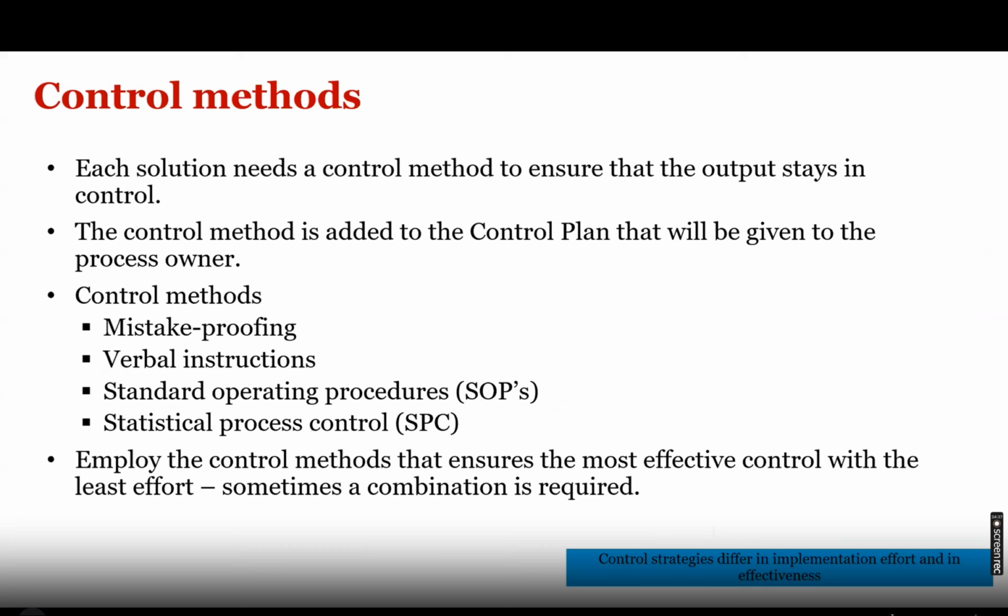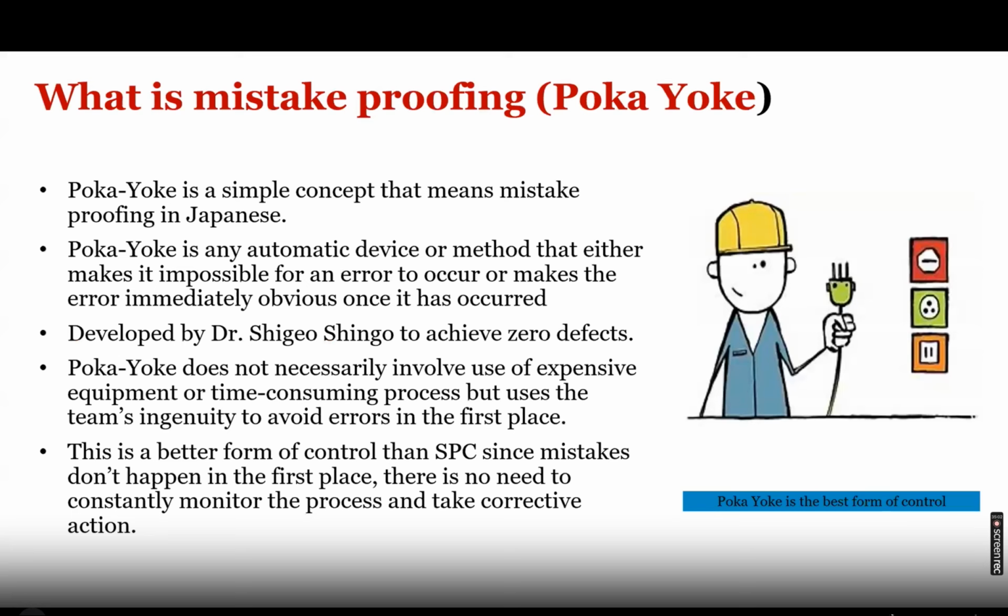One is mistake proofing or error proofing, or Pokayoki. Another is the standard operating procedure, or SOP. These two, Pokayoki and SOP, are the qualitative control methods. And the third one is called statistical process control, which is the statistically done control method.